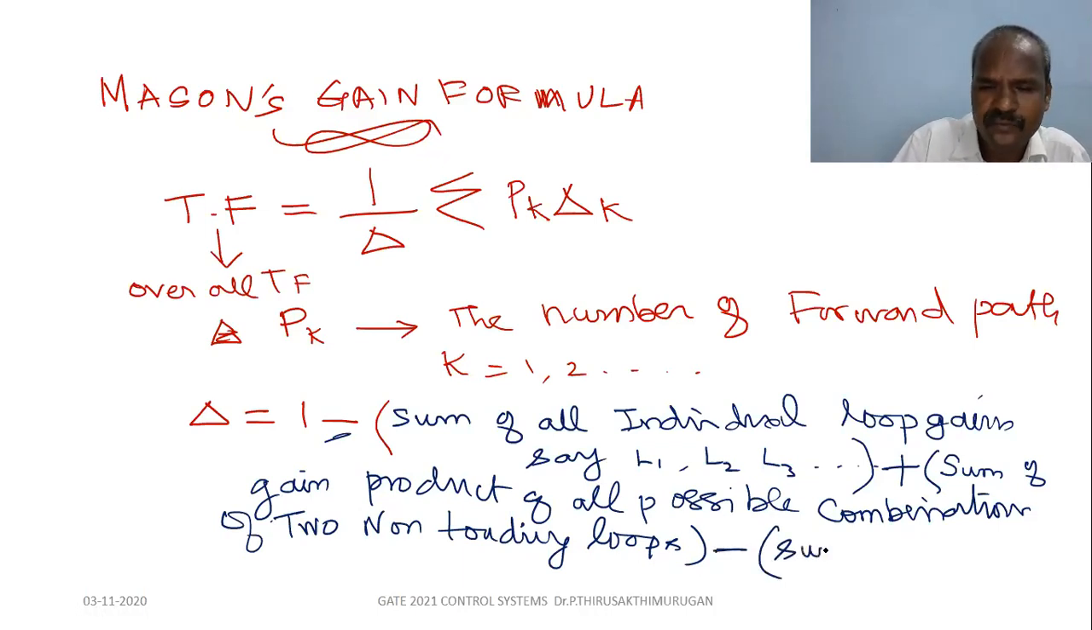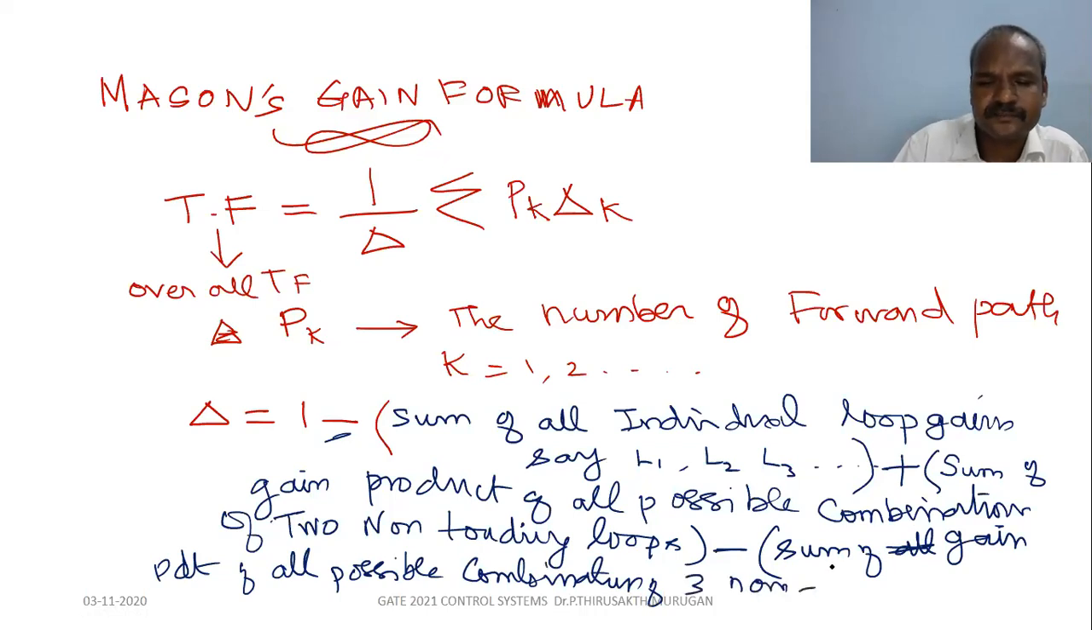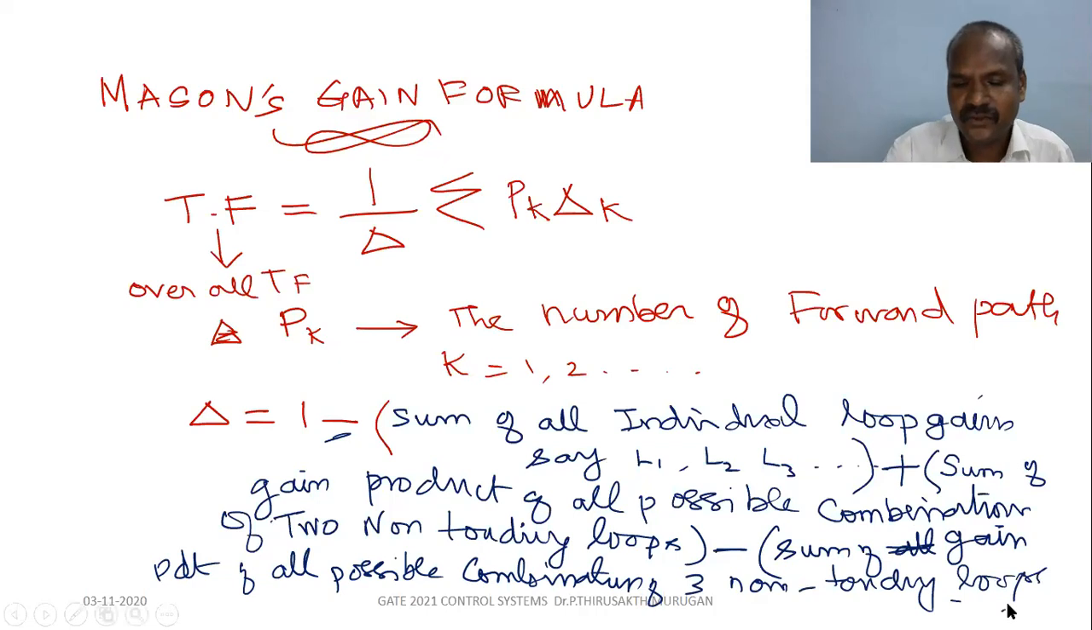Then the sum of gain products of all possible combinations of three non-touching loops, and so on. Next is plus. So this is the method to determine the delta value.